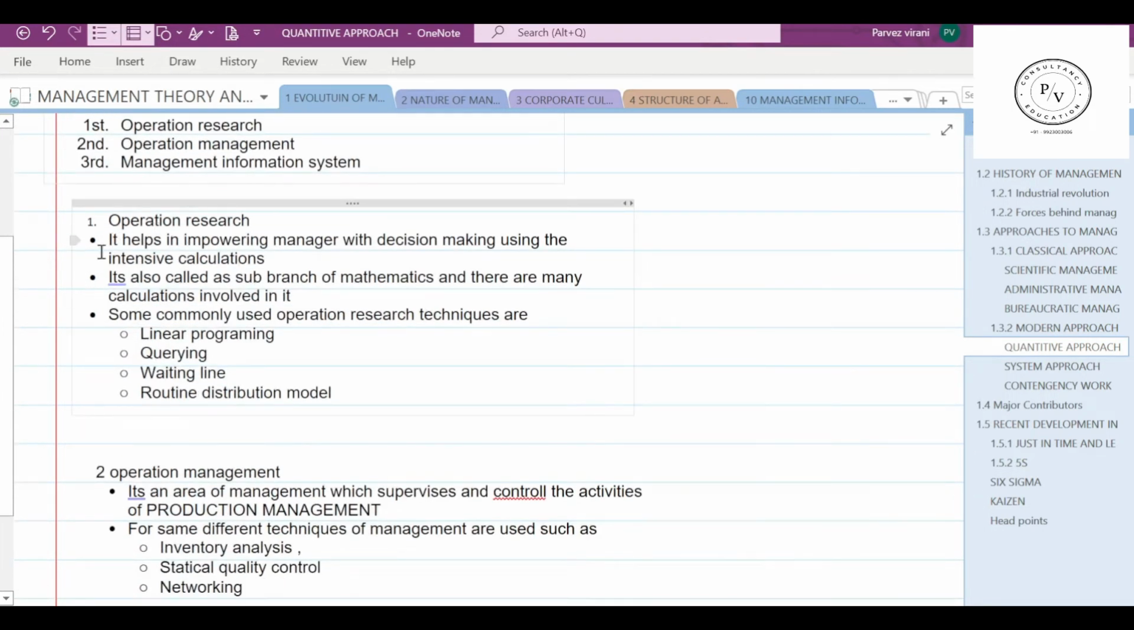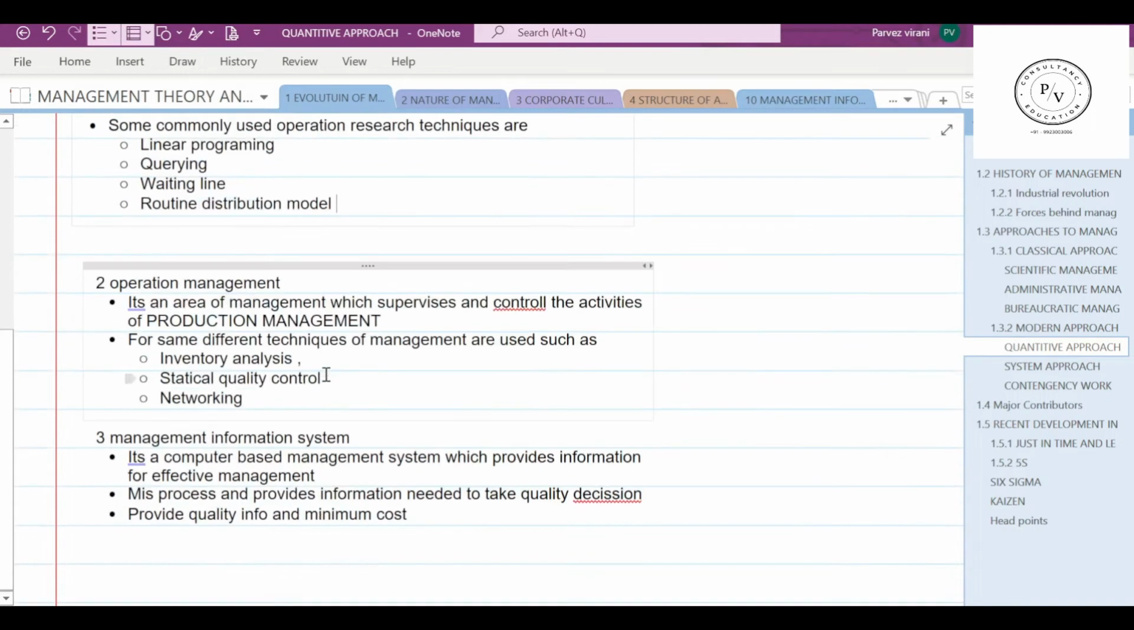So operation research. It helps in empowering manager with decision making using intensive calculations. It is also called sub-branch of mathematics. There are many calculations involved in it. Some commonly used operation research techniques are linear programming, queuing, waiting line, routine distribution model. Right? Second, operation management. It's an area of management which supervises and controls the activity of production management. Some different techniques of management are used, such as inventory analysis, statistical quality control, and networking.